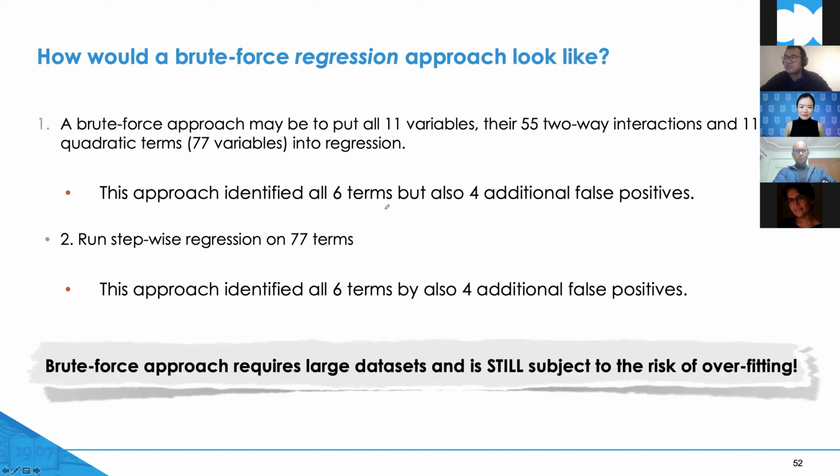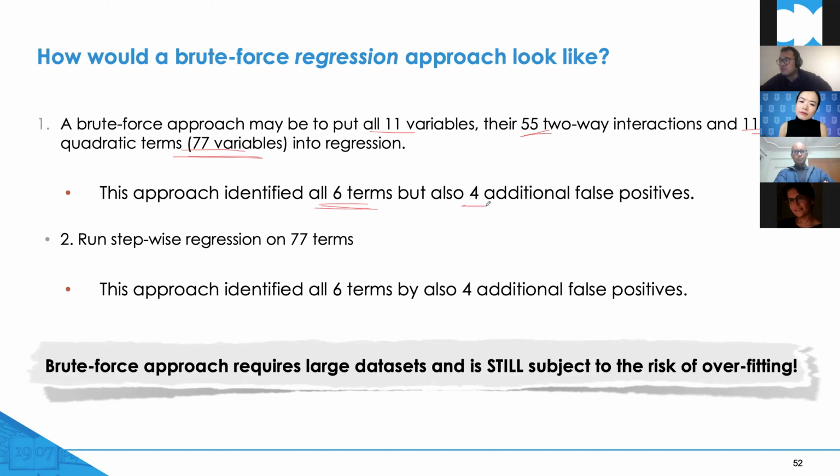So I just wanted to show you how our approach is not a brute force regression, right? We also evaluated our approach against brute force regression. For example, if you do brute force regression with 11 variables, you will end up with 55 two-way interactions and 11 quadratic terms. In total, you'll have 77 variables. We ran a regression using those 77 variables on the innovation outcome, and we were able to find the 6 terms that were in our ground truth.